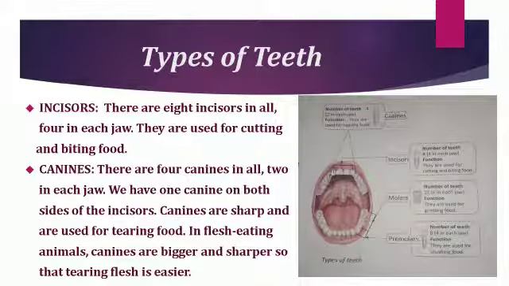Now, canines. There are 4 canines in all, 2 in each jaw. We have 1 canine on both sides of the incisors. Canines are sharp and are used for tearing food. In flesh-eating animals, canines are bigger and sharper so that tearing flesh is easier.